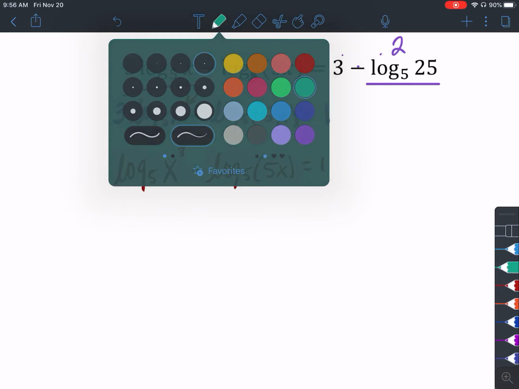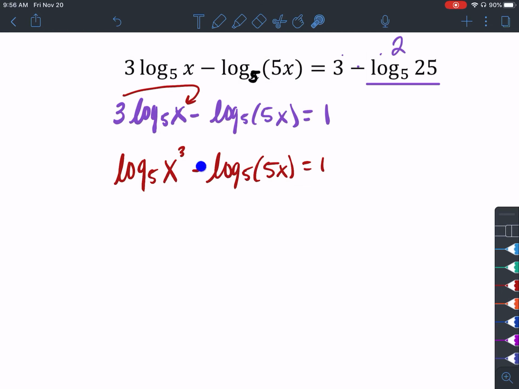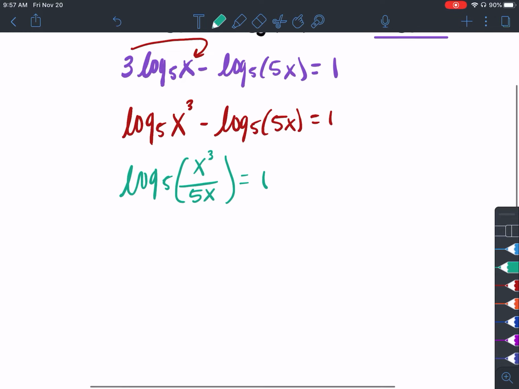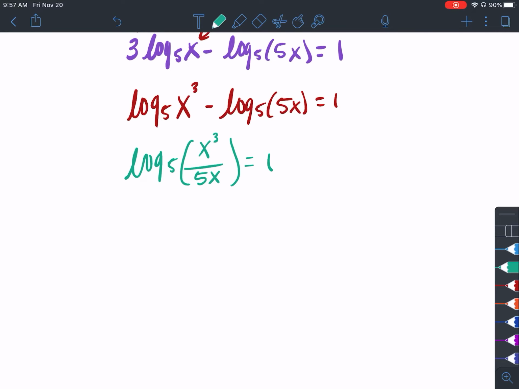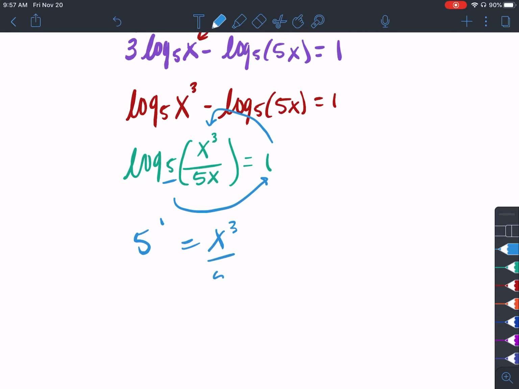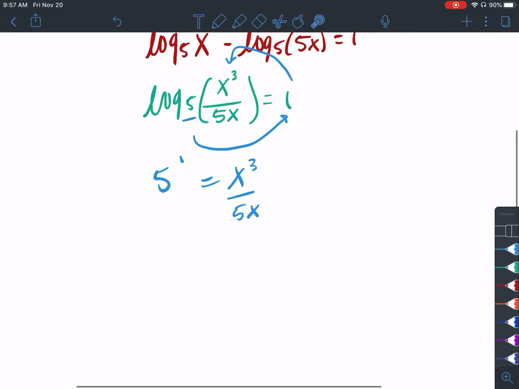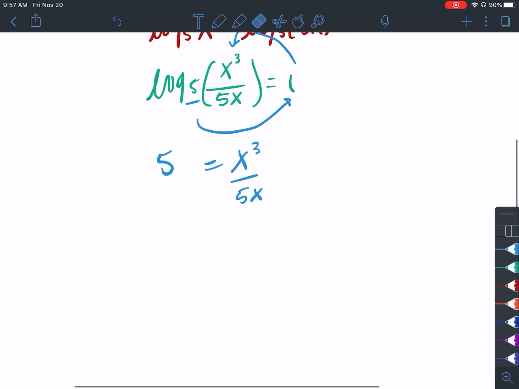Now that we've gotten rid of that coefficient, we can go ahead and condense. It's subtracting two logarithms with the same base, so that's the division rule. So we get log base 5 of x cubed over 5x equals 1. We are now ready to convert this into its exponential form. I'm going to start with the base, go find my exponent, and ask what I am going to set it equal to. Always at this step, make sure that you evaluate whatever this is, and so 5 to the first is just 5.